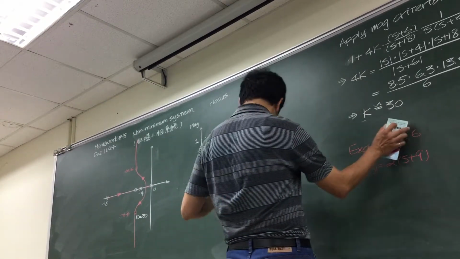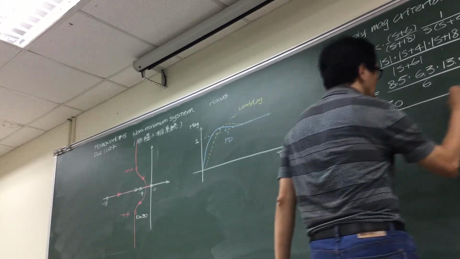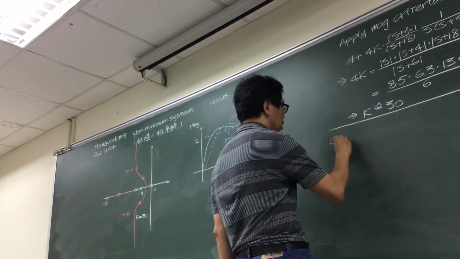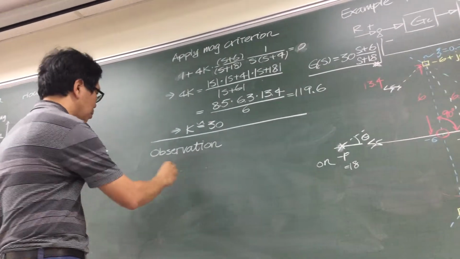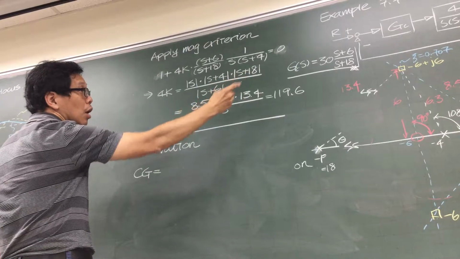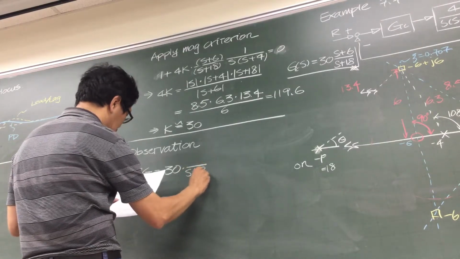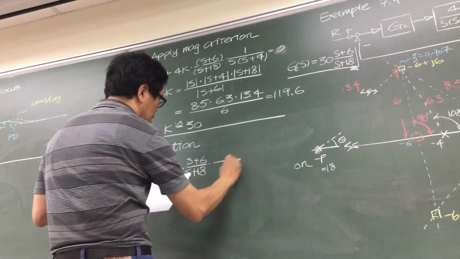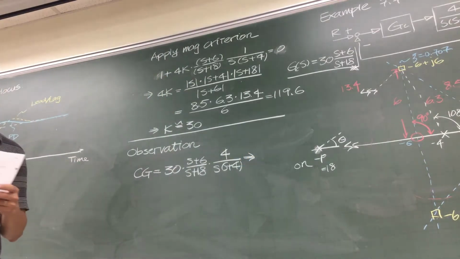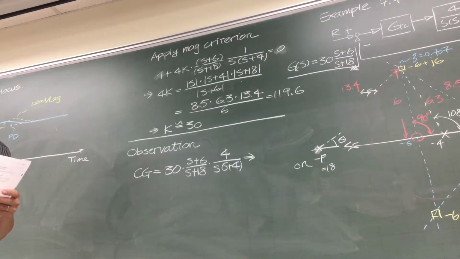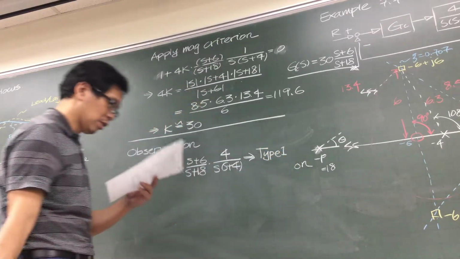So this part is not over. So the observation in your page 13. My CG on the other side is going to be what? 30 (s plus 18)(s plus 6) over s(s plus 4)... How much type do we have over here? Type 0, type 1, type 2, type 3. Type 1. And so 9.